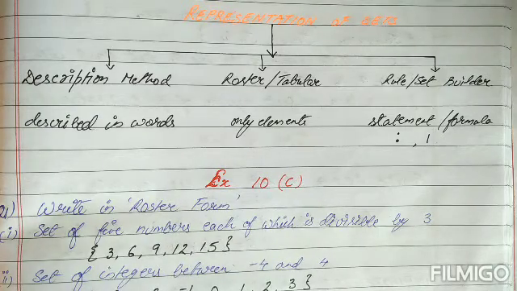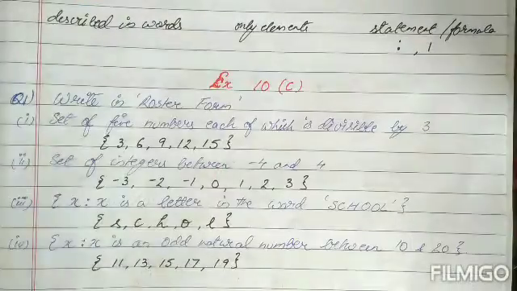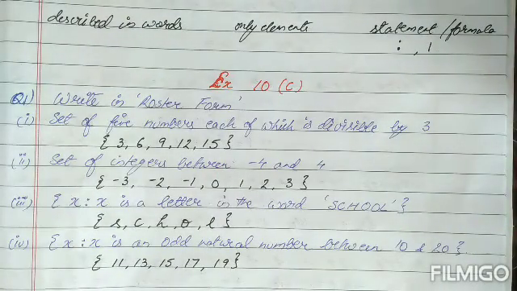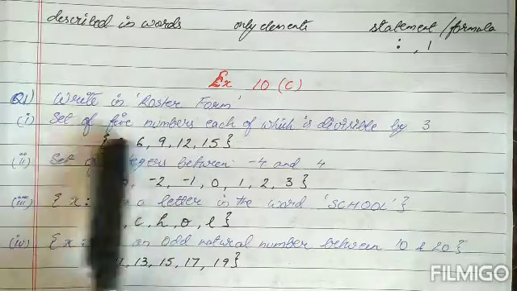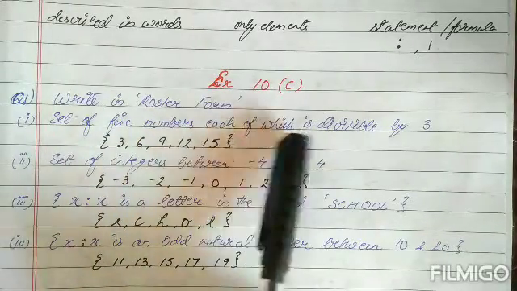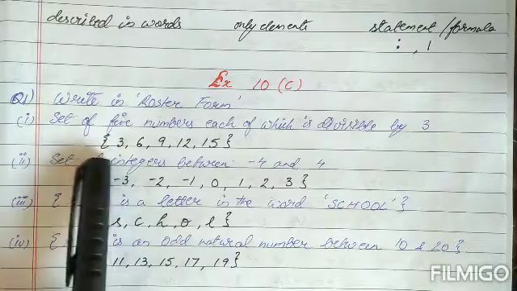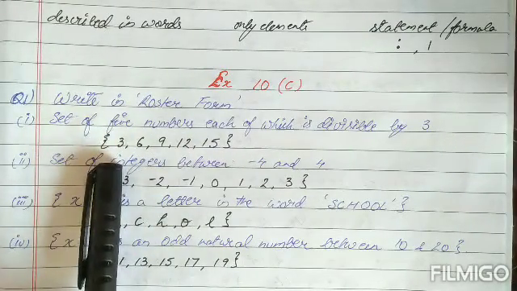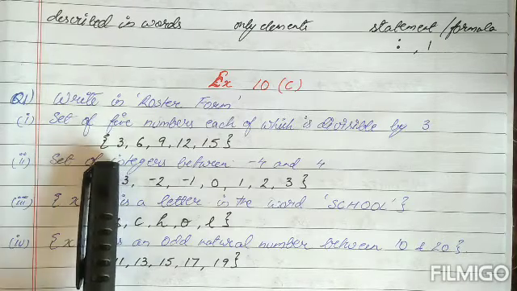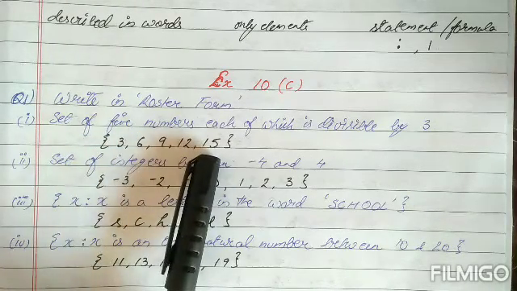We start with question number 1, children, which says write in roster form. Okay, so we see the first one, children. Write the set of first 5 numbers, each of which is divisible by 3. So our roster will be, you have to make the curly braces, then you can write the table of 3, children. These are all the numbers that are divisible by 3. So 3, 6, 9, 12, 15.